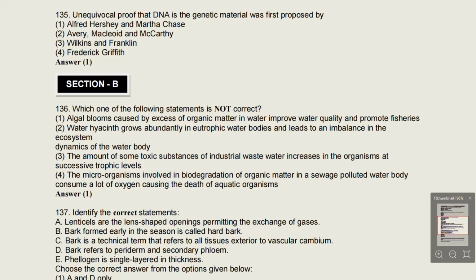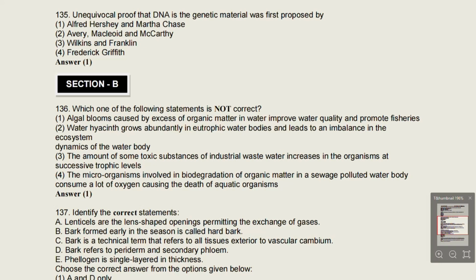So the next one is section B. Which one of the following statements is not correct? So the answer is option first, algal blooms caused by excess of organic matter in water improve water quality and promote fisheries. So this is wrong because this can lead to water quality degradation rather than improvement. These blooms can result in reduced oxygen levels in the water due to decomposition of the excess organic matter. So the answer is option first, and this question is taken from CBSE syllabus chapter 16 environmental issues under topic water pollution.